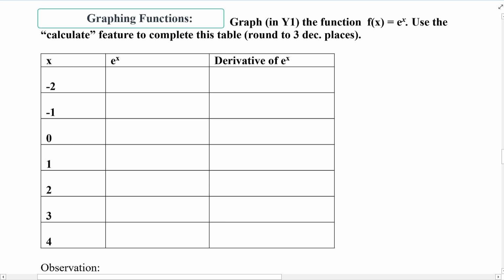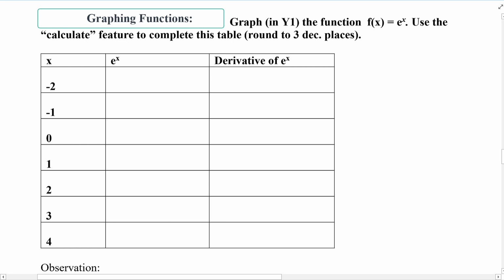Here we see a table with 3 columns. Across the top of the table, for the categories of each column, from left to right, we have x for the first column, e raised to the x power for the second column, and the derivative of e raised to the x for the third column. Under the x column, going from the top to the bottom, we have -2, -1, 0, 1, 2, 3, and 4.